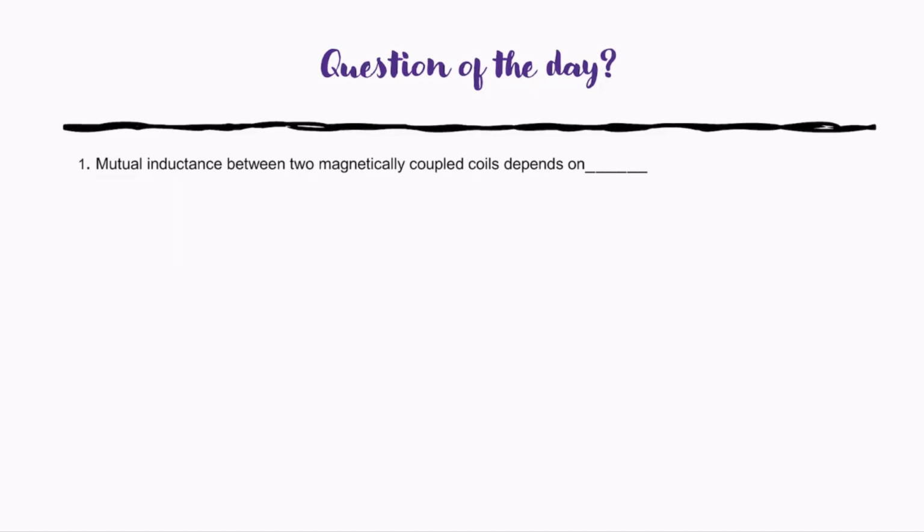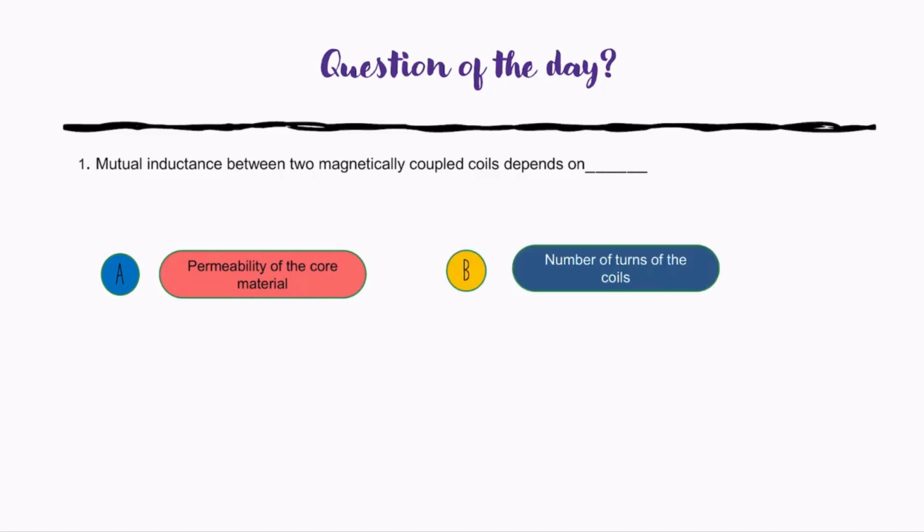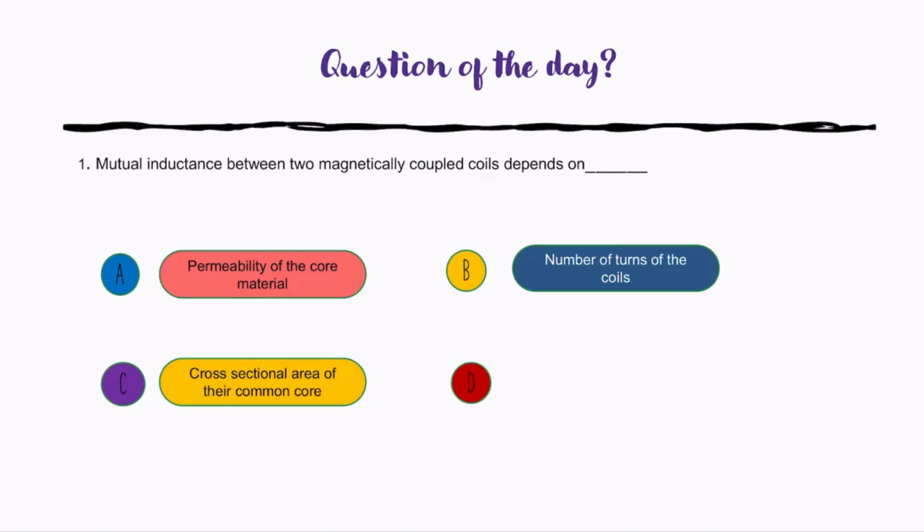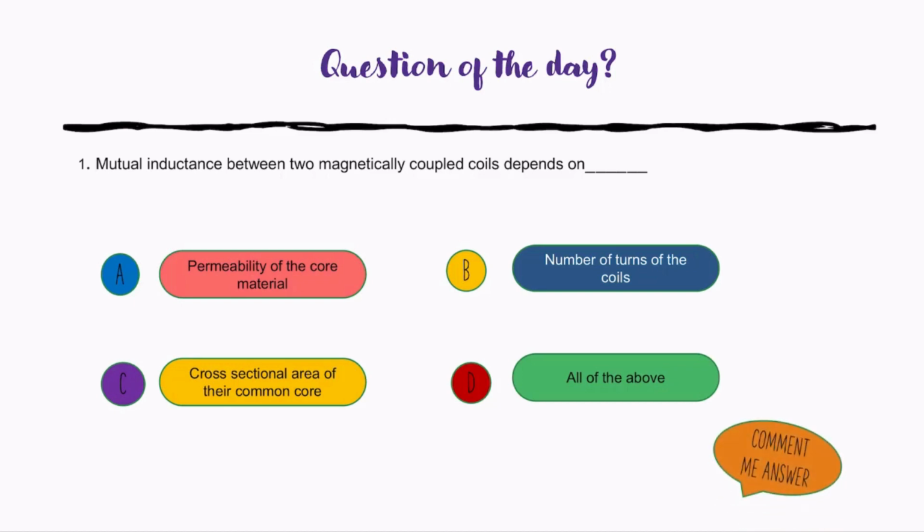Now let us see the question of the day. The question is, mutual inductance between two magnetically coupled coils depends on dash. The first option is permeability of the core material. Second option is number of turns of the coils. The third option is cross-sectional area of their common core, and the last option is all of the above. So if you know the answer, comment the answer in the comment section.